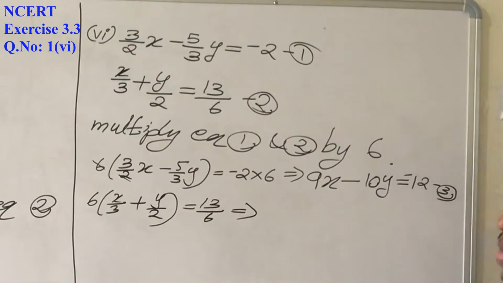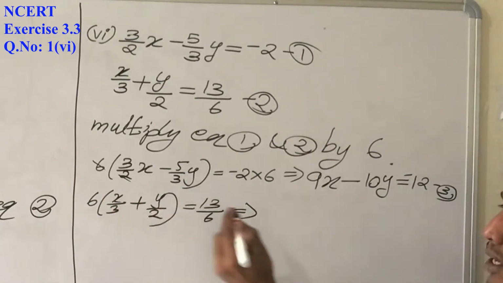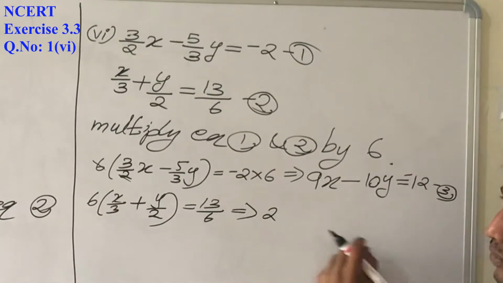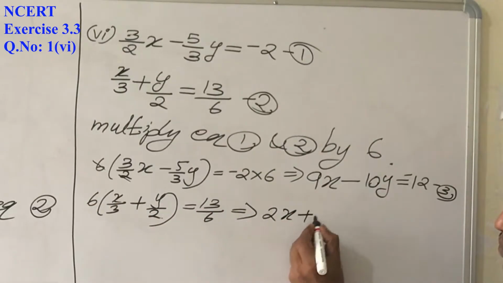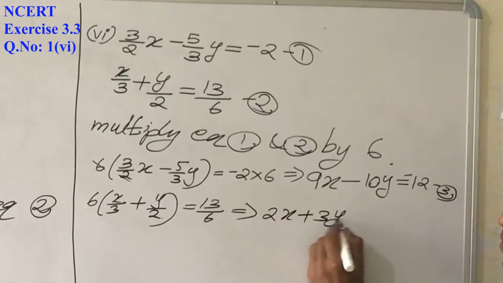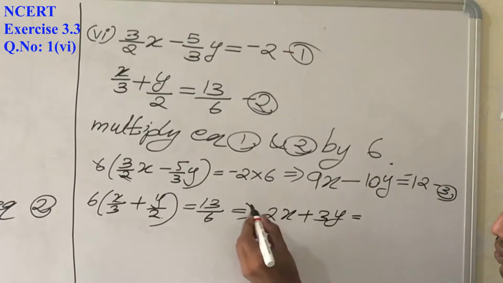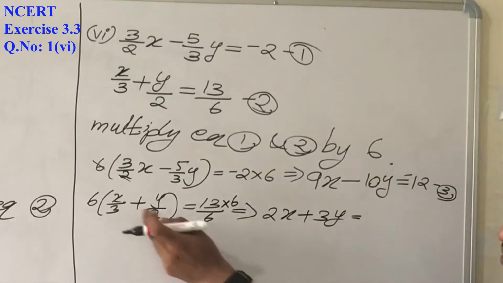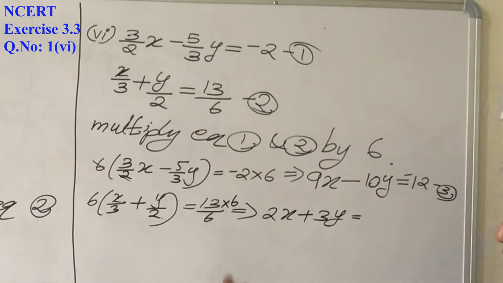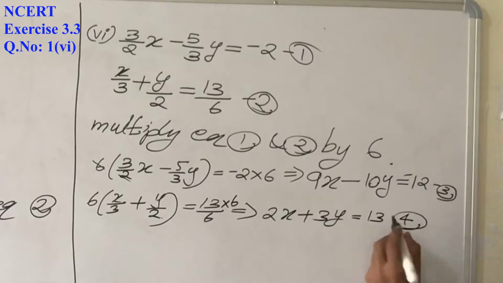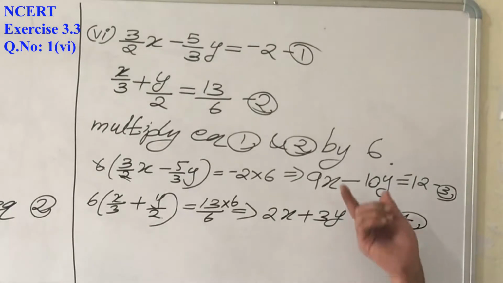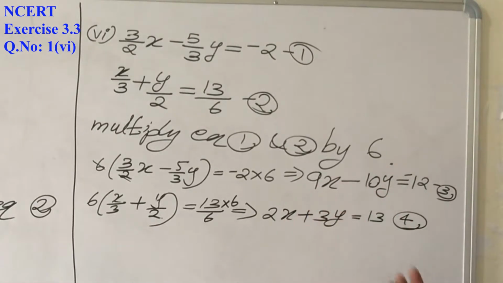That implies 6 by 3 will be 2, so 2x, and 6 by 2 will be 3y, is equal to 13 times 6. Here also we should multiply by 6. This 6 and 6 cancelled, here it will be 13, equation number 4. Now we have these two equations without fraction. Now we can solve these two equations by substitution method.